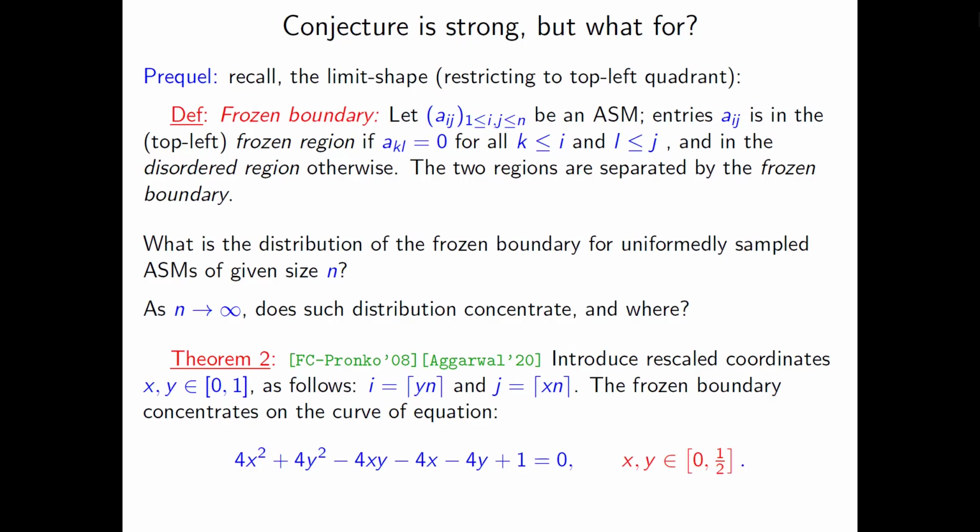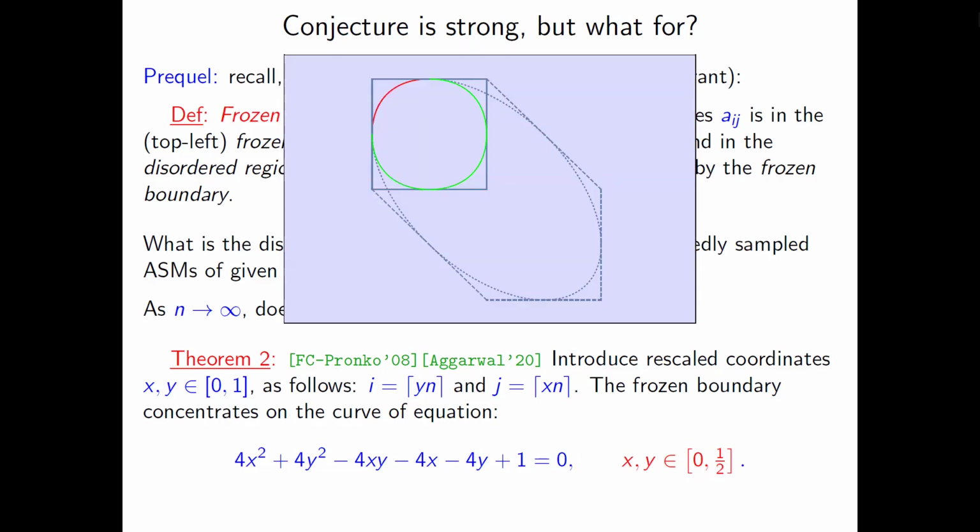This was conjectured a long time ago, but then it has been recently proved rigorously by Agarwal in the ASM case only. So you rescale the entries of your matrix in terms of coordinates y, which goes downward, and x, which goes horizontally. And you have some equation. This is actually an ellipse, but you have to consider only the part of the ellipse which is in the top left quadrant. This was shown by Philippe in the previous talk. So we have this red curve, which is the Arctic curve.